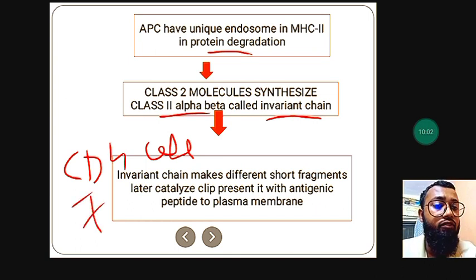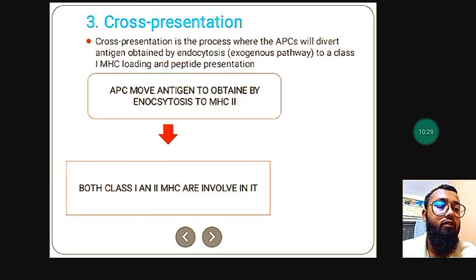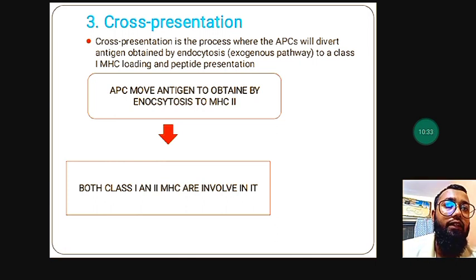The neutral pH of the plasma membrane is there, and then the antigenic peptide complex is presented on the plasma membrane, and the CD4 cell recognizes it and evokes the lymphocyte to make the specific antibody against that specific antigen. So that's all with the exogenous pathway, and we are going to see the third one, which is cross presentation. Let's see what cross presentation is.